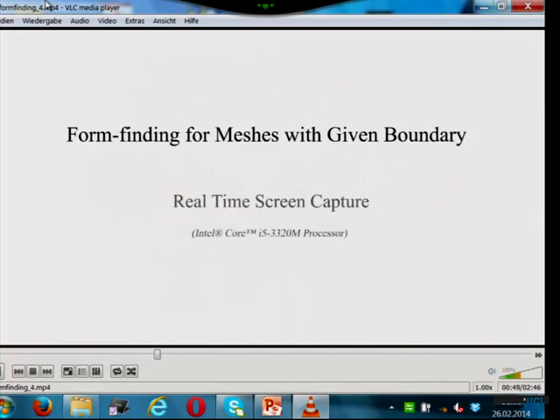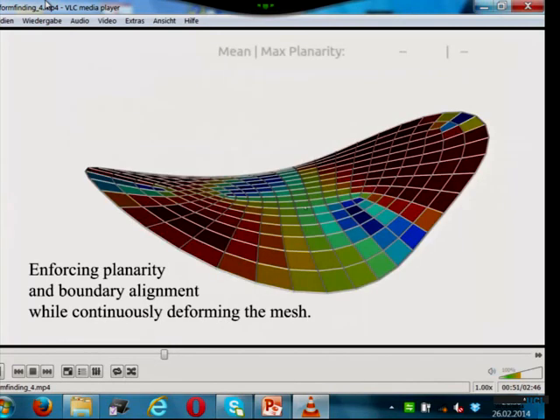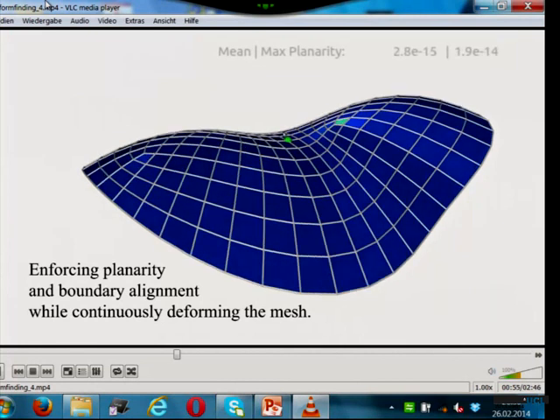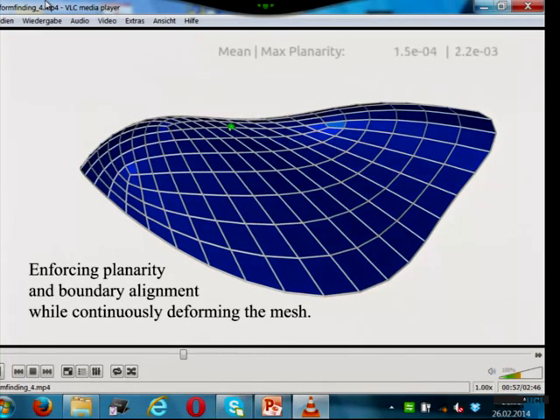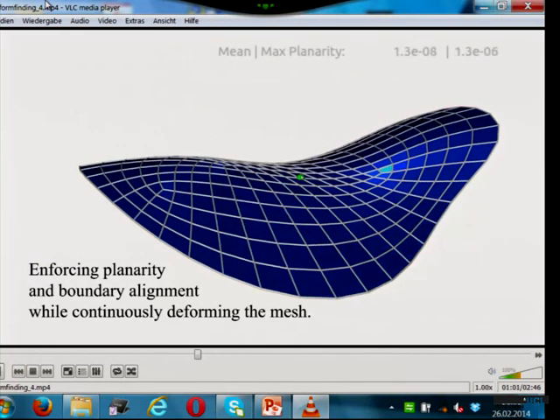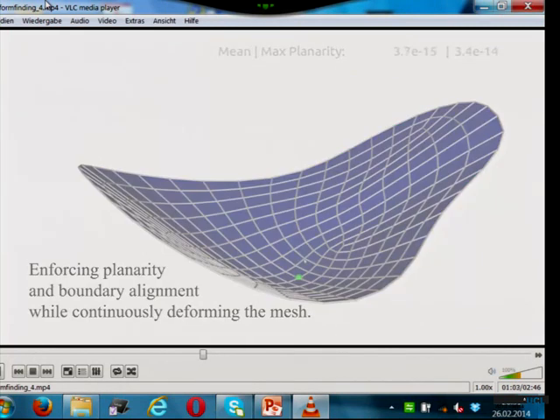And then we do it for a non-flat boundary. And these faces are at first very non-planar. And during this modeling, you see it immediately adapts to blue, and blue means flat faces. So here we did not yet look at force equilibrium.